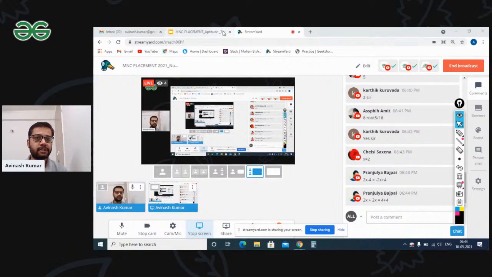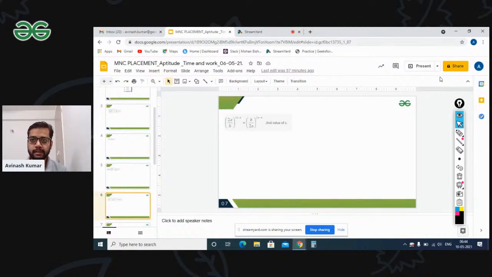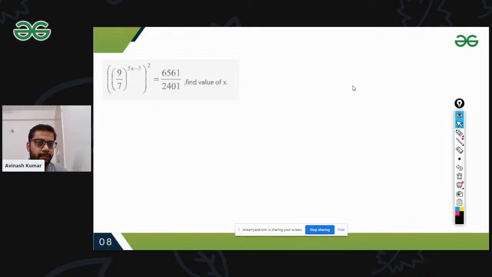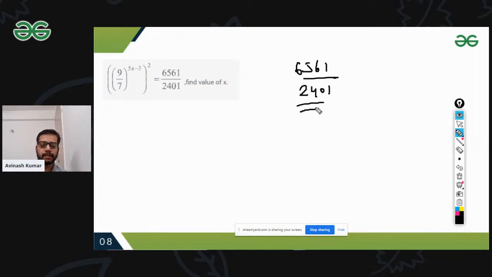Okay, now this is a good question, but guys, please take as little time as possible. See this question: (9 by 7) to the power (5x minus 3) to the power 2 is equal to 6561 upon 2401. Now you're looking at this question. The confusing part is 6561 upon 2401. How are you going to solve this?